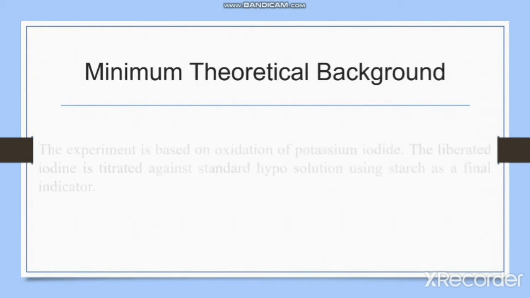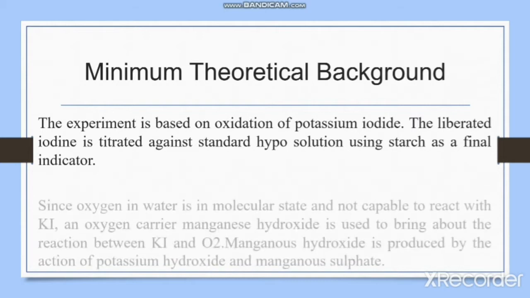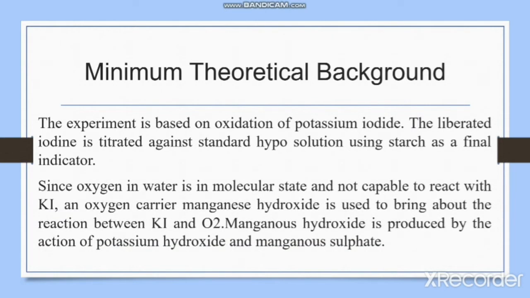Minimum theoretical background: the experiment is based on oxidation of potassium iodide. The liberated iodine is titrated against standard hypo solution using starch as a final indicator. Since oxygen in water is in a molecular state and not capable of reacting with potassium iodide, an oxygen carrier, manganese hydroxide, is used to bring about the reaction between potassium iodide and oxygen. Manganese hydroxide is produced by the action of potassium hydroxide and manganese sulfate.